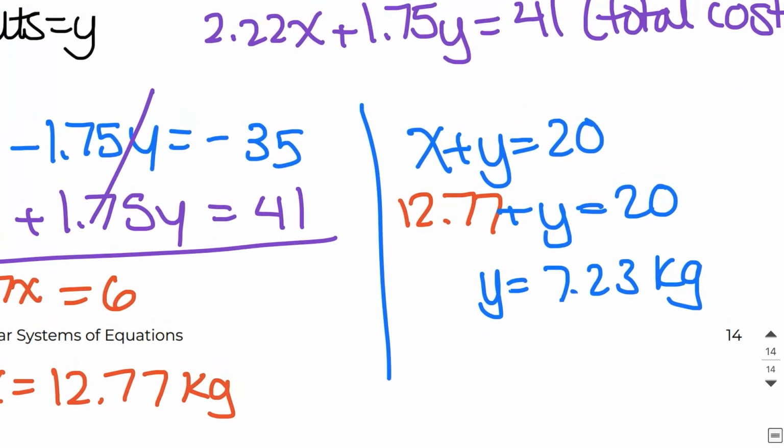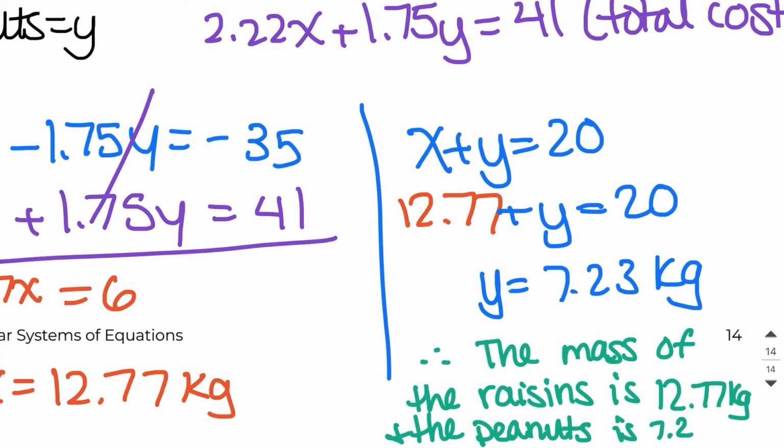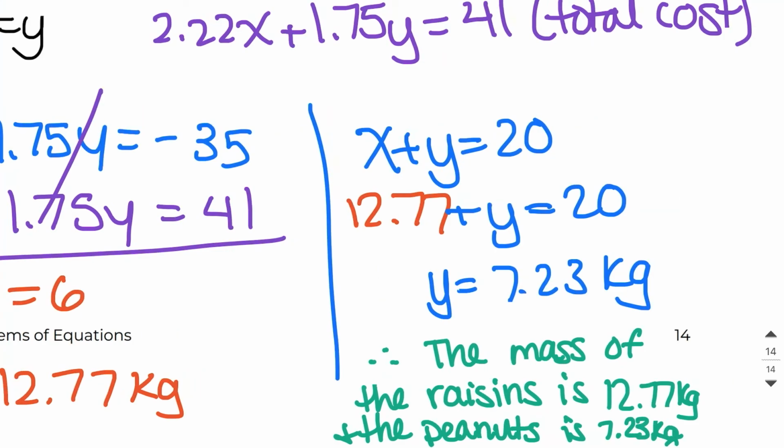Let's go ahead and write our therefore statement. So therefore, the mass of the raisins is 12.77 kilograms, and the mass of the peanuts is 7.23 kilograms. And we are done with this question.